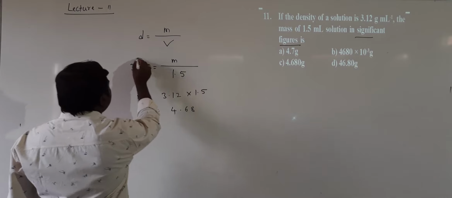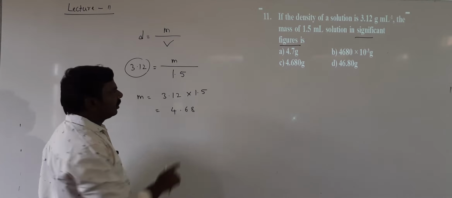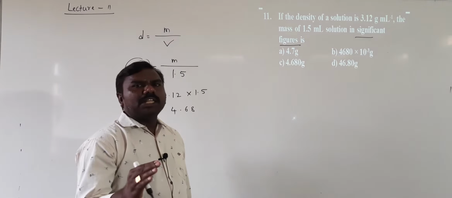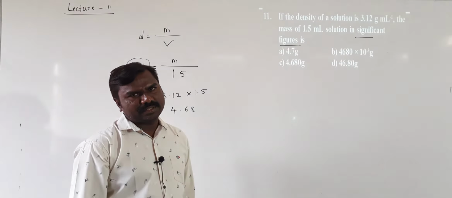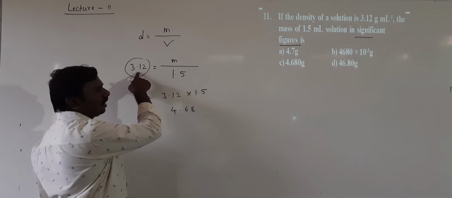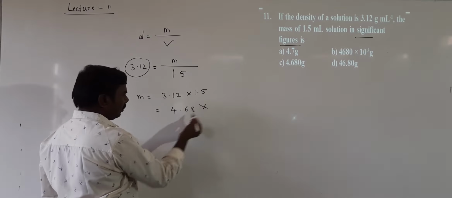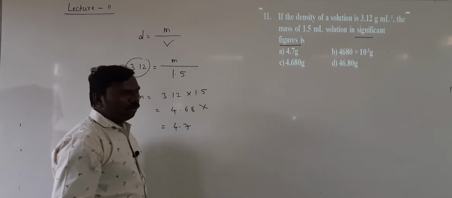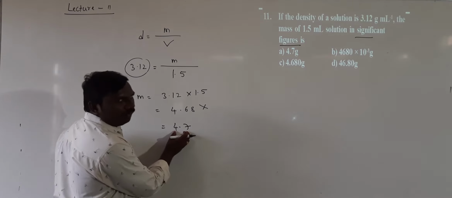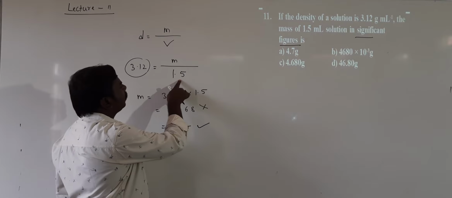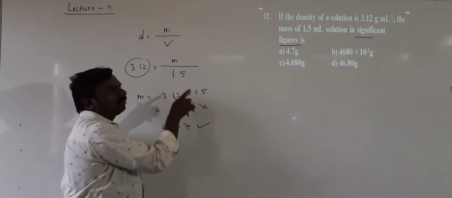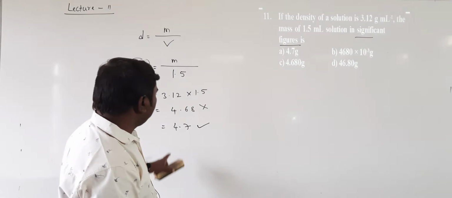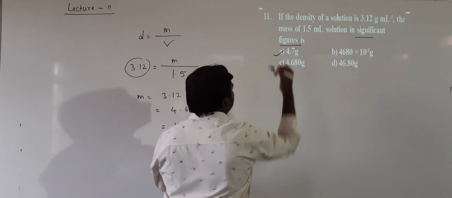Actually, this value has 3 significant figures, this value has 2 significant figures. The answer must be in the lowest number of significant figures. Here 2 significant, here 3 significant. So 4.68 is wrong. The nearer answer is 4.7, with 2 significant figures. So the answer must equal the value with the lower significant figures. That's why 4.7 is your answer.